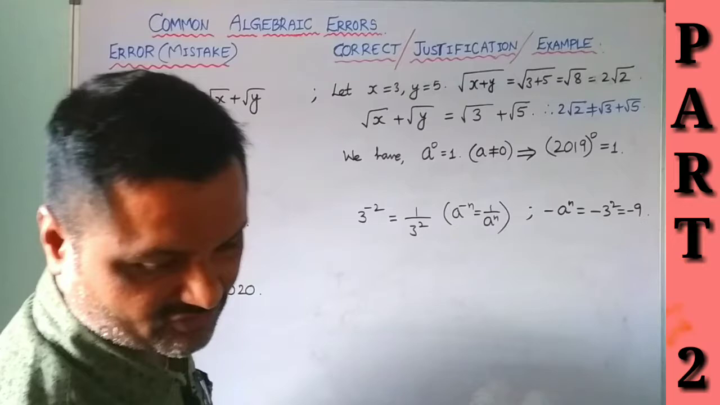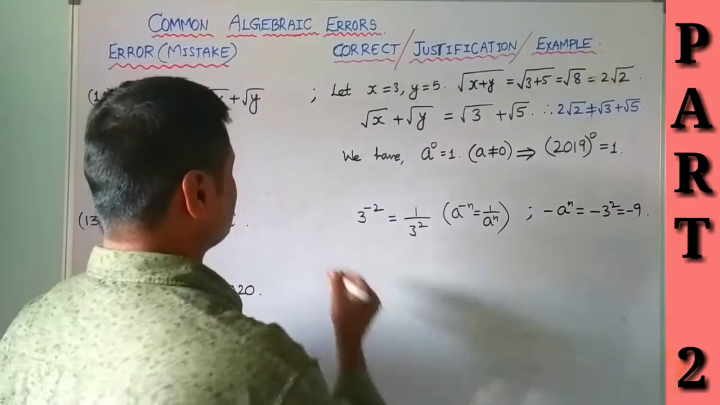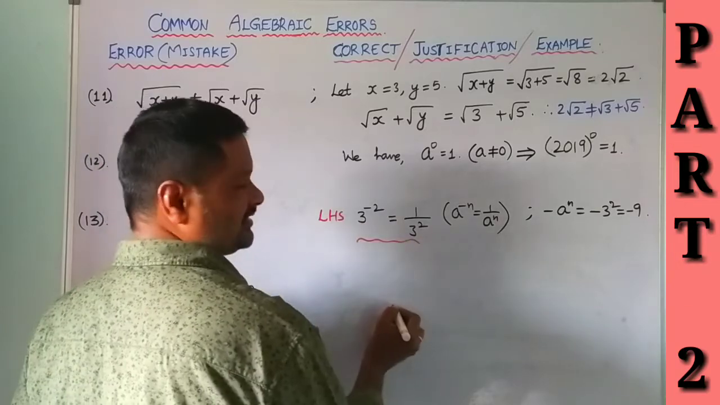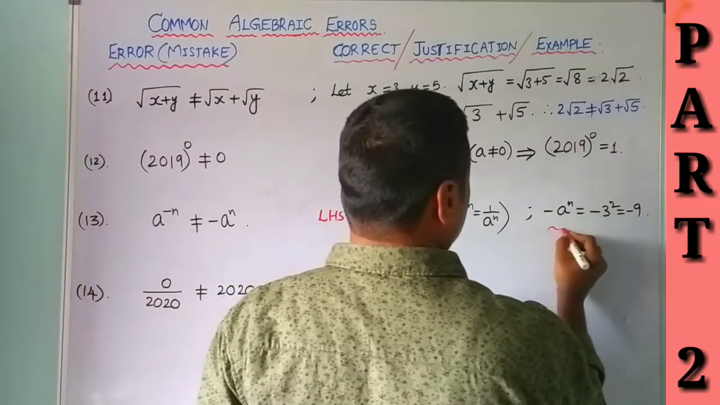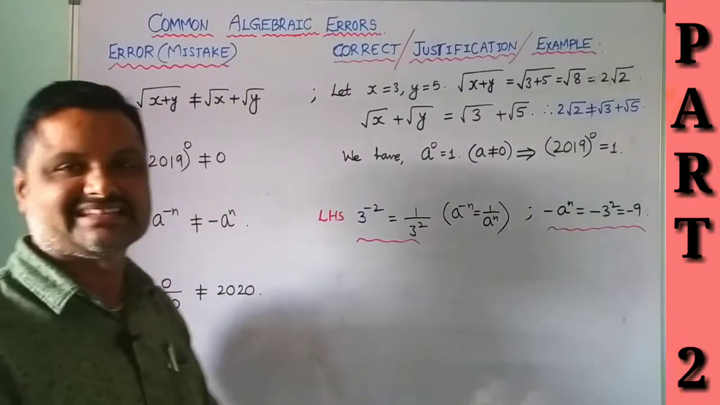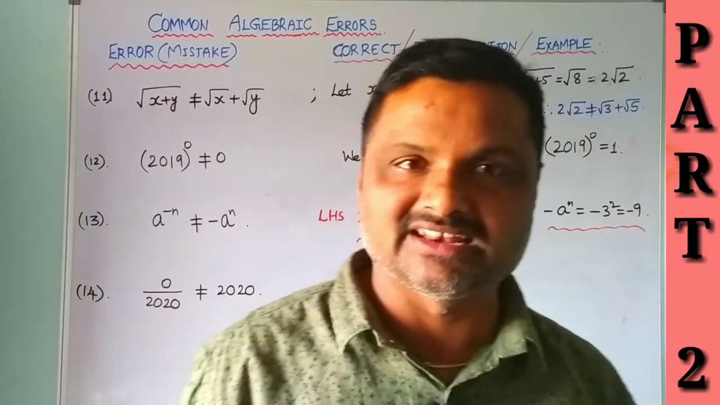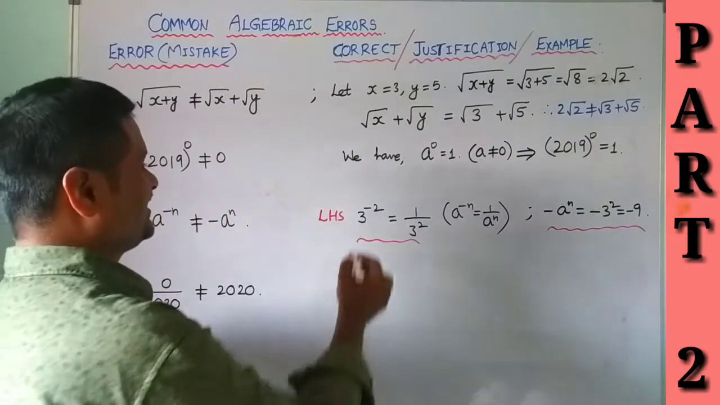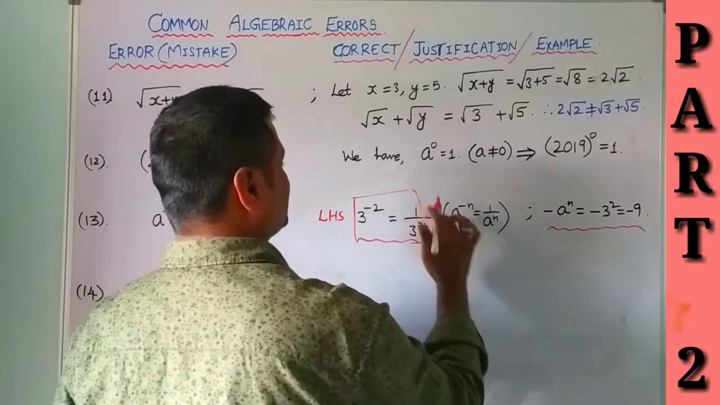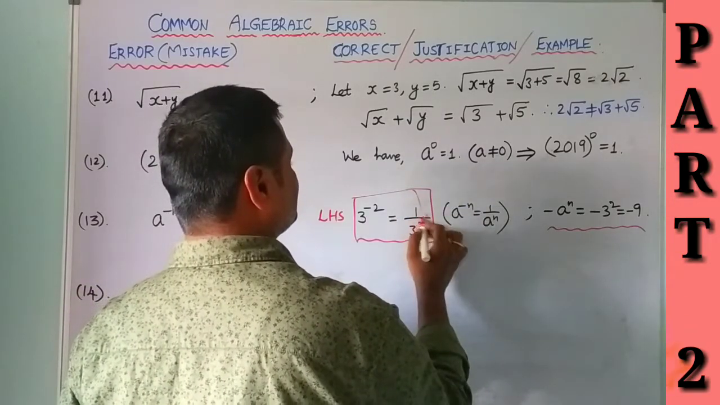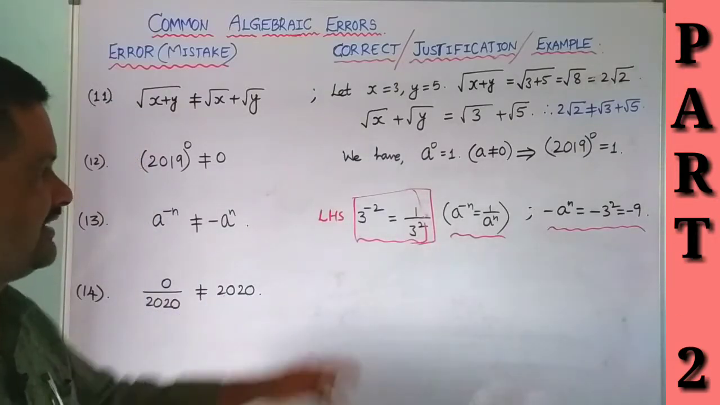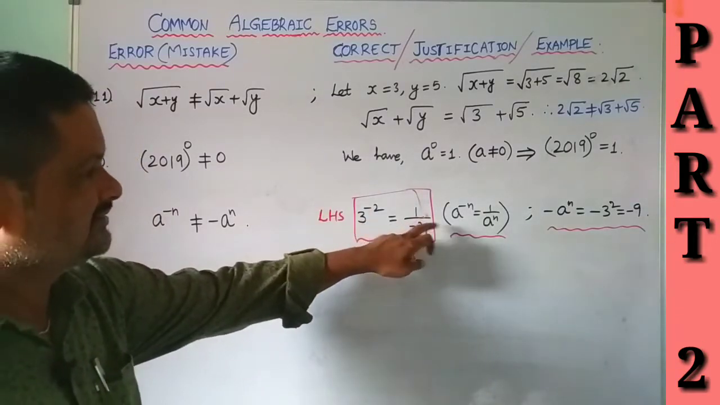If you observe carefully, this is our LHS part, and I got this on the RHS part. Therefore a power minus n is not equal to minus a power n. But a power minus n is always equal to 1 by a power n. Applying this, I got 1 by 3 square, nothing but 1 by 9.